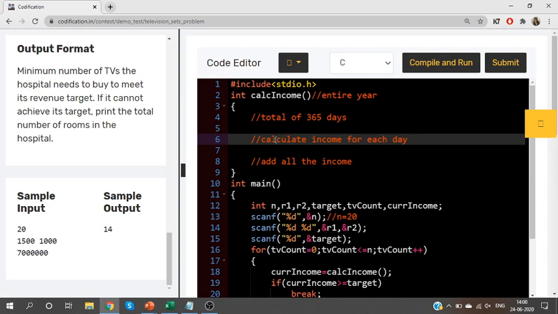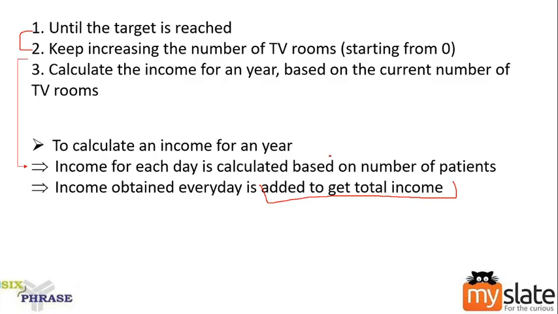Yes. Now the question comes as, how do I calculate income for each day? If I know that, I can get the total income. Right? So, how do you calculate income for each day? Income for each day is dependent on the number of patients on that day. For example, for August 31st, I had 20 patients. So, for 20 patients, you can calculate the income. On the other hand, some other day, say August 30, we'll be having only 19 patients. So, the income will vary.